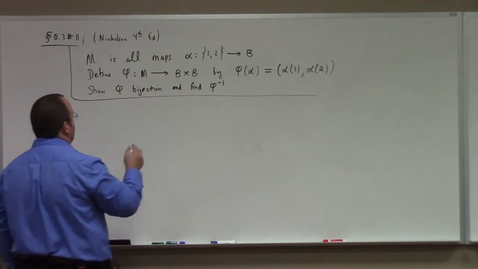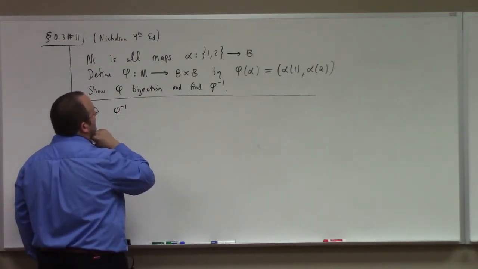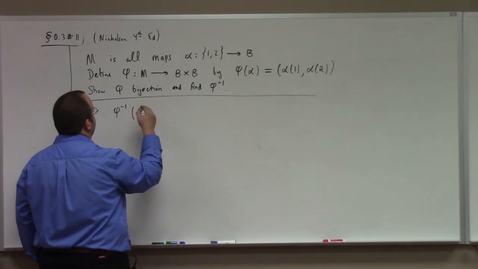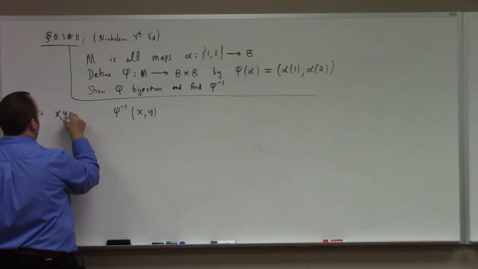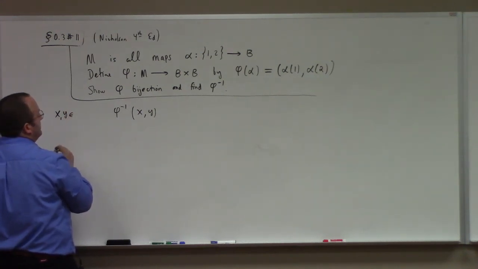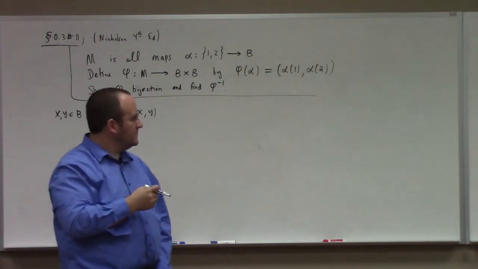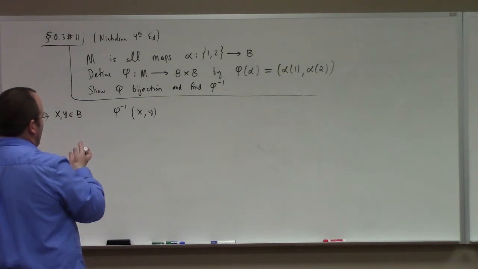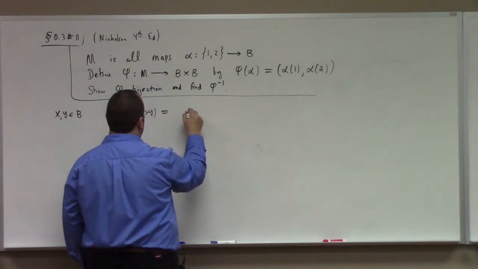Let's see, so phi inverse should do what? Phi inverse should take what? Alpha of 1, alpha of 2. Let me say x comma y, right? Here x and y are where? B, yeah. It's got to be some element of M, right? This is supposed to equal alpha, right?